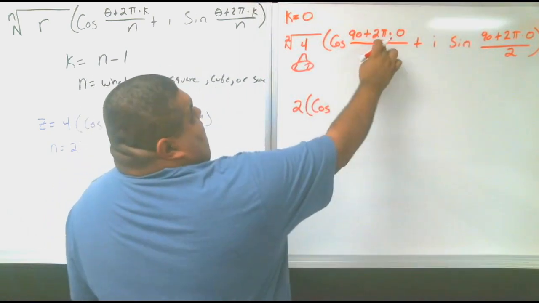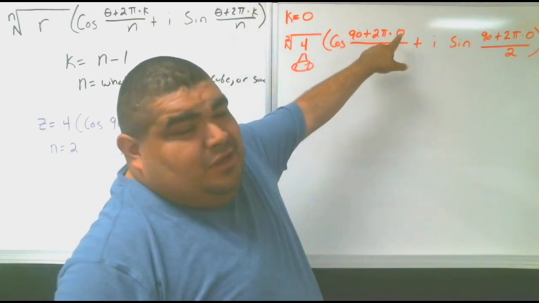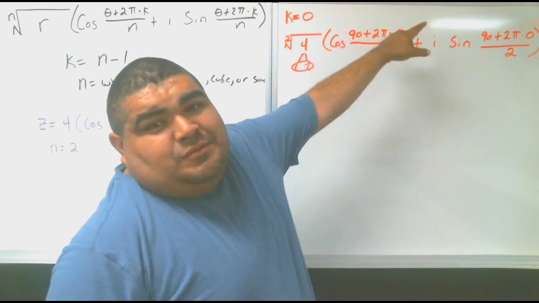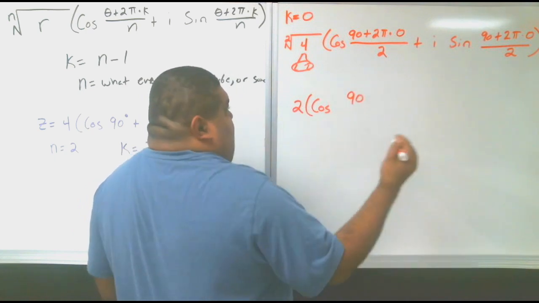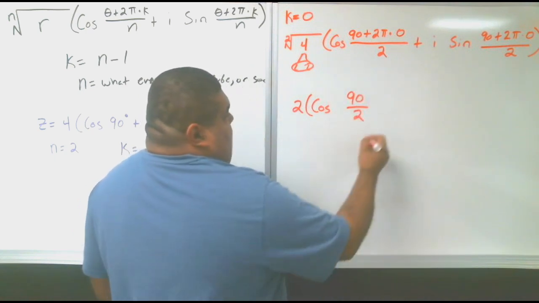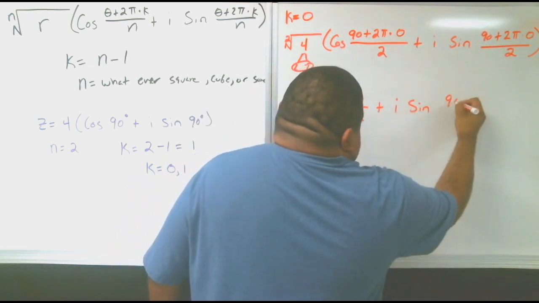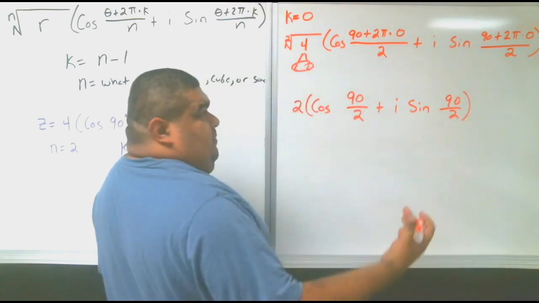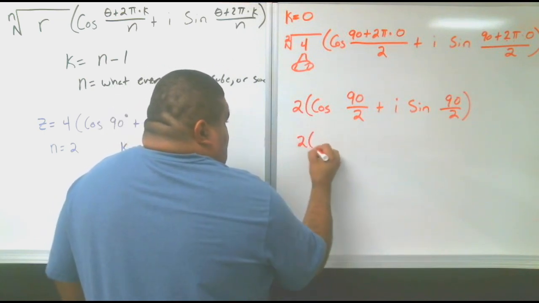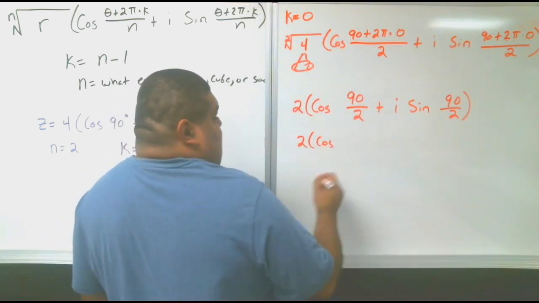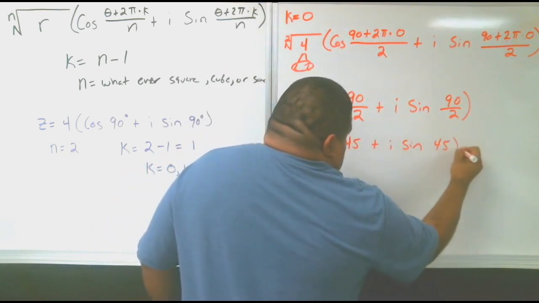Cosine. Remember, pandas, you cannot combine 90 plus 2 pi because 0 is being multiplied to 2 pi. So 2 pi times 0 is 0, right? So we're left with just 90 plus 0, which is 90, over 2, plus i sine, again, 90 over 2, because it has to be the same. Again, 2 pi times 0 is 0. So we have 2 cosine of 90 divided by 2 is 45, plus i sine of 45.